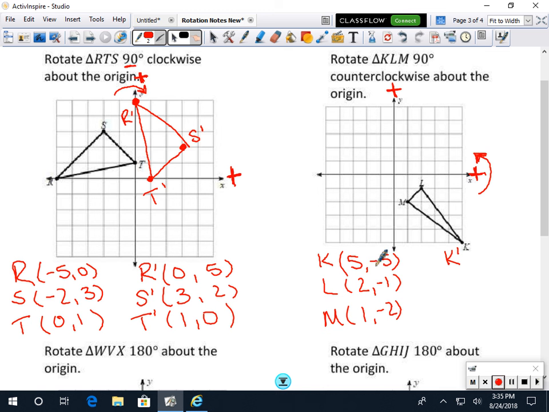So K prime, I'm going to switch my x and y's, and both are going to be positive. So 5, 5. L prime would be at 1, 2. And M prime would be at 2, 1. And so I can plot my new points. K is at 5, 5. L is at 1, 2. And M is at 2, 1.